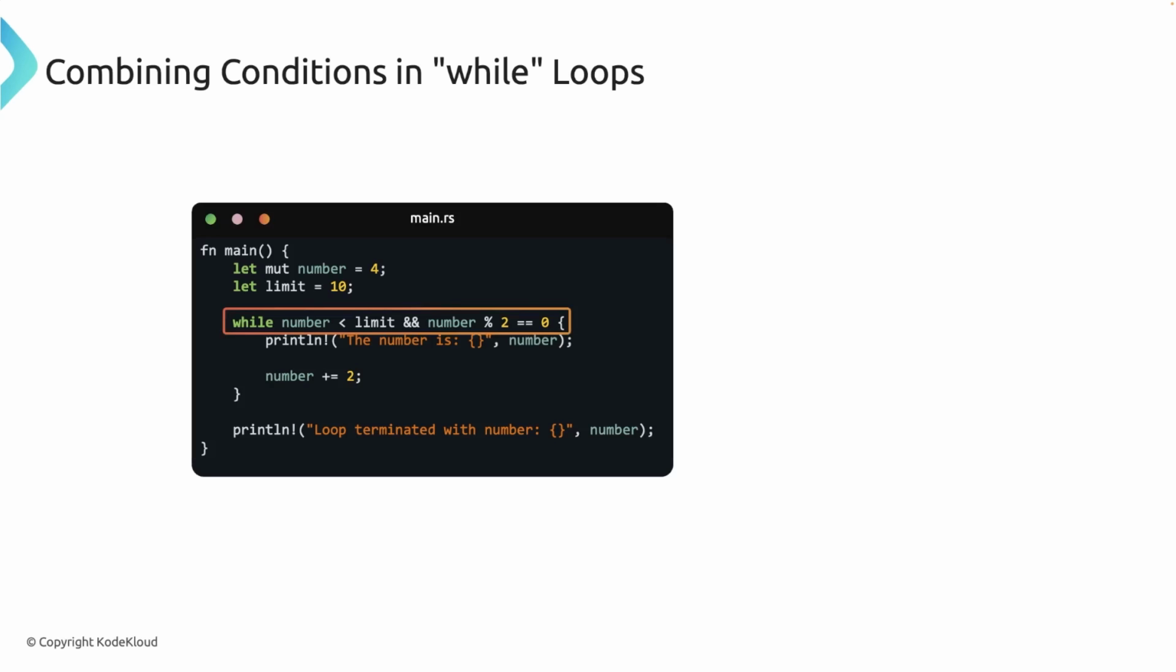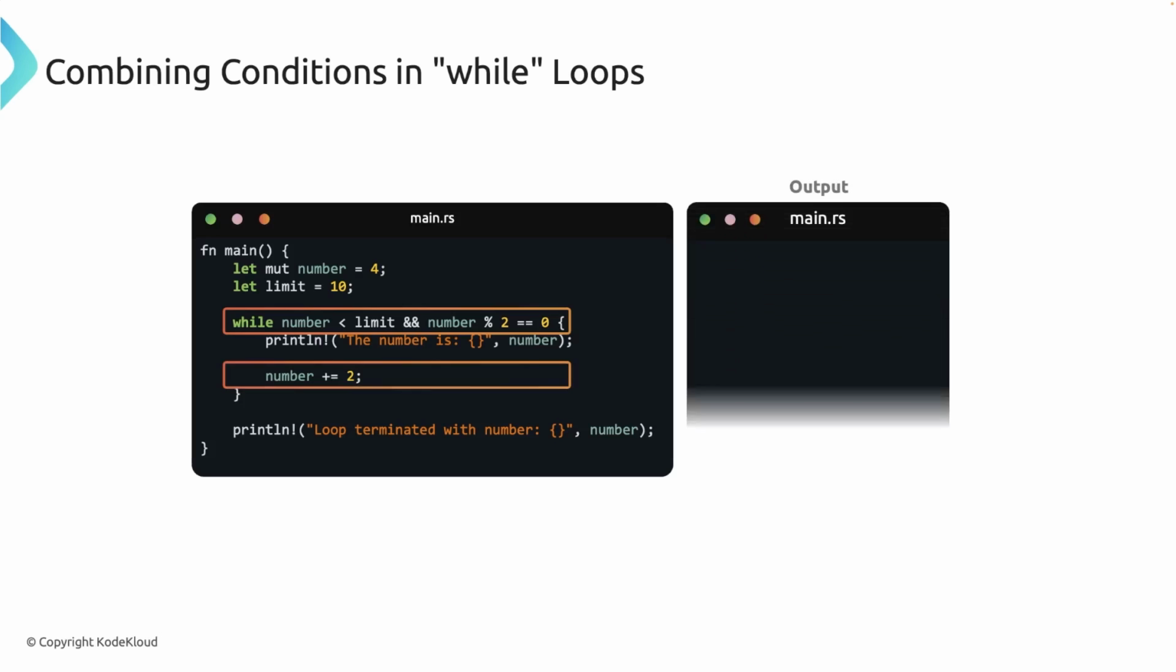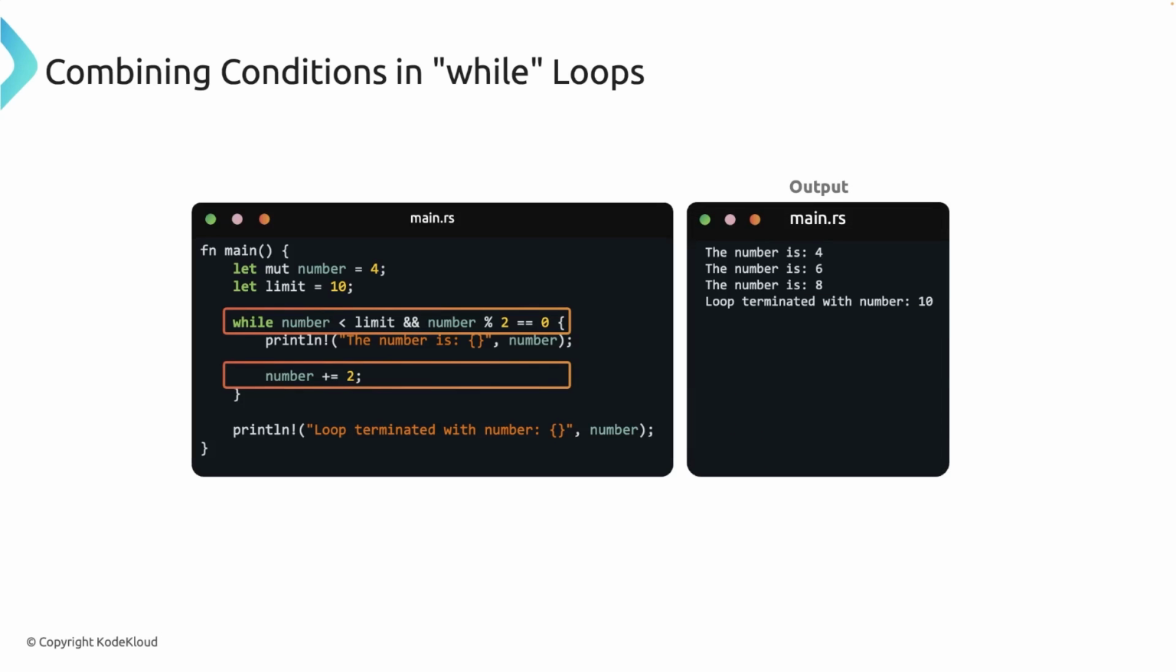In this example, the while loop runs as long as the number is less than the limit and the number is even. The loop prints the current value of the number and it increments it by 2 in each iteration. So we get the following output.